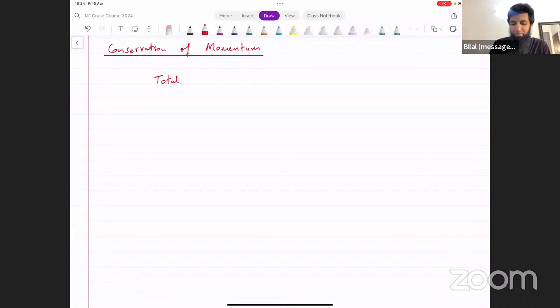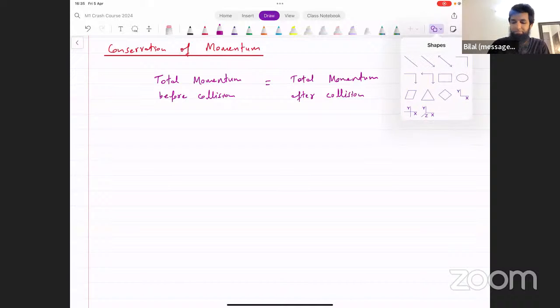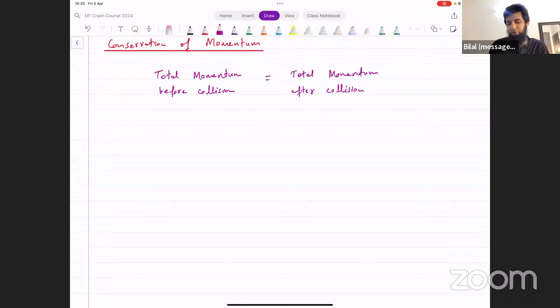Whenever there is a collision, the total momentum of the objects in the system before collision is equal to the total momentum of all objects in the system after collision. So the total momentum in a system always remains conserved in case of collision; before and after collision, the momentum remains the same. Now, in short form, we could write it like this. We could say momentum before collision remains equal to the total momentum after collision.